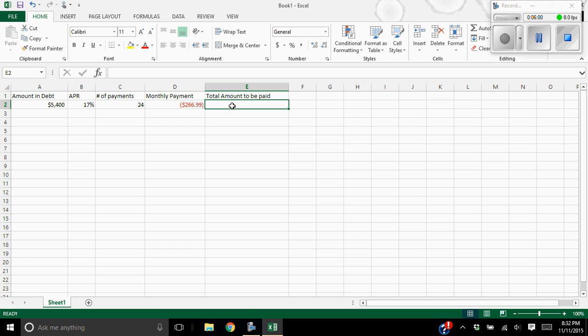Now it says that our amount in debt was $5,400, okay? But this is what we're doing. We're taking this monthly payment. We're paying this amount times 24 months. So does that equal $5,400? And we can do a really, really simple equation to figure that out, right? So we can just, equals, and we're going to take, we can just click here, D2, and we're going to multiply that by C2, and that should tell us how much we're actually paying.